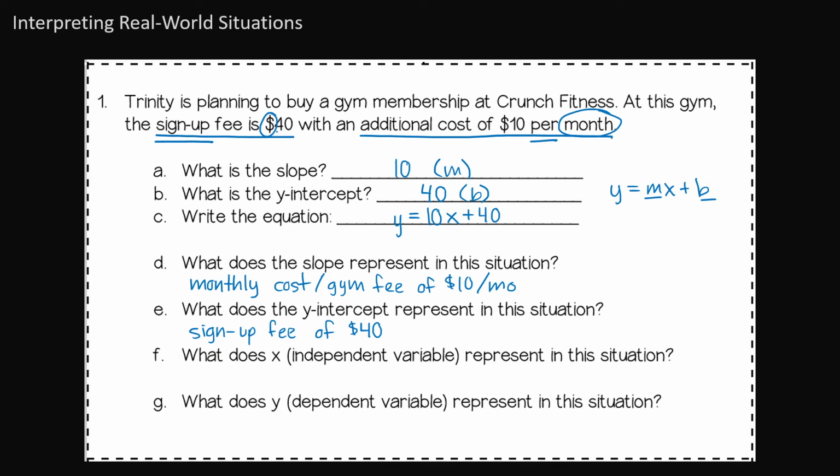Well, when I think about it, I'm not going to spend any extra money if I don't go to the gym, or if time doesn't pass. So my time, the number of months, is going to represent my independent variable. My input is months. My output is cost. So the cost of the gym completely depends on the number of months I go to the gym. So that's going to be your cost.